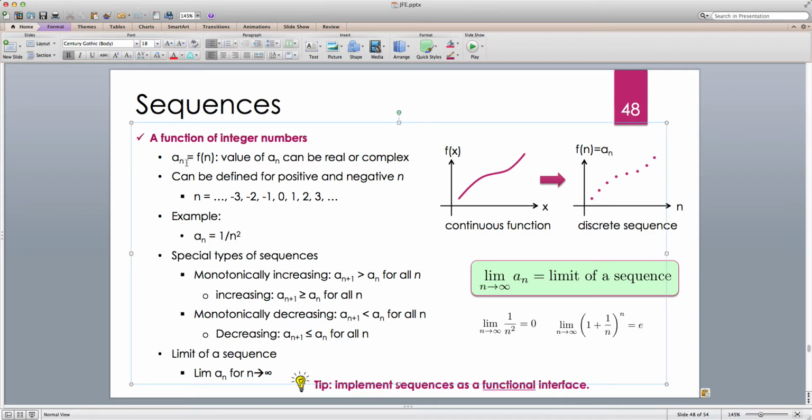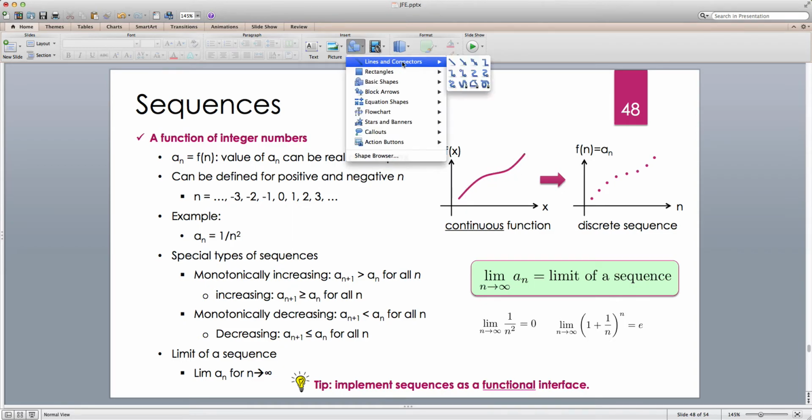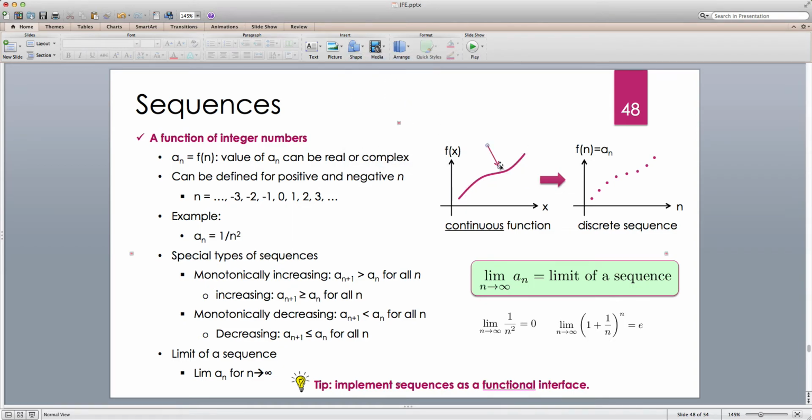So if we have a continuous function f of x, it's called a continuous function because x is a continuous variable that can span all the way across the real numbers. And then f has a dense relation. The plot of f is basically dense, so it's a dense plot.